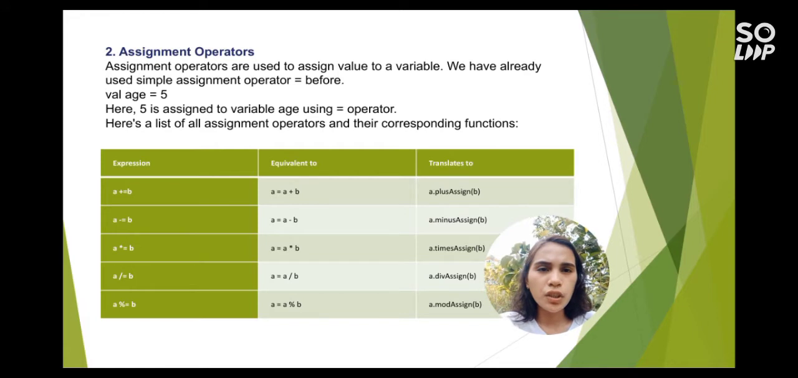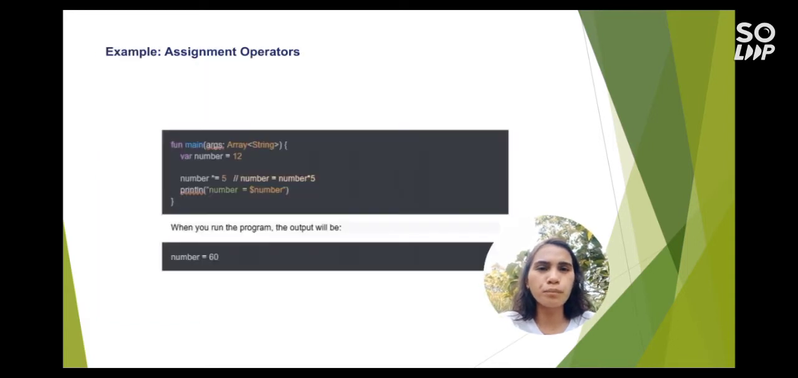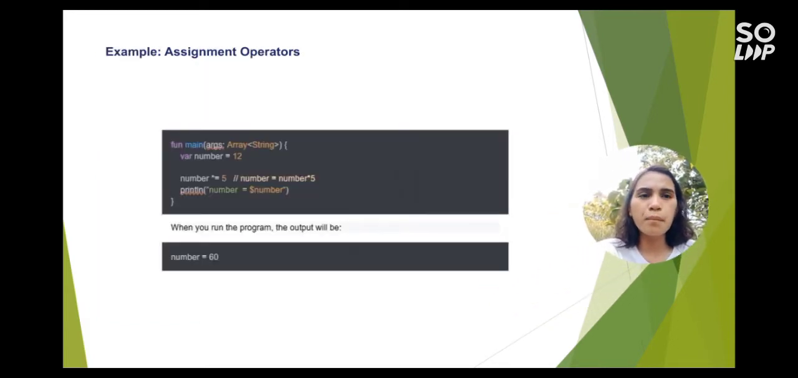So, the expression, equivalent to, and how to translate to. So, a plus equals b: the equivalent is a equals a plus b, and how to translate is a.plusAssign(b). And this can be used together with the other arithmetic operators. So this is an example of assignment operators.